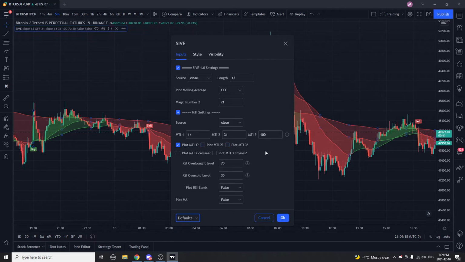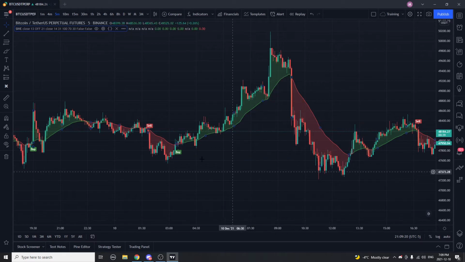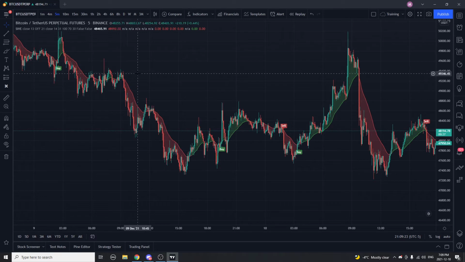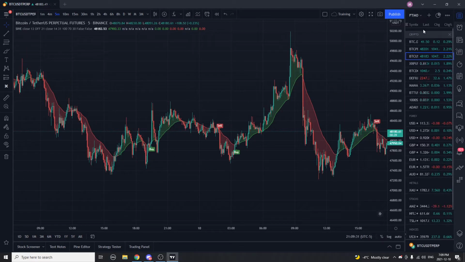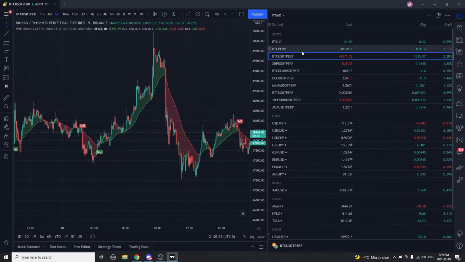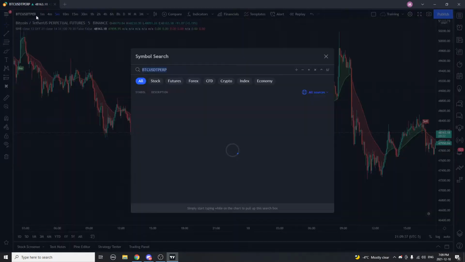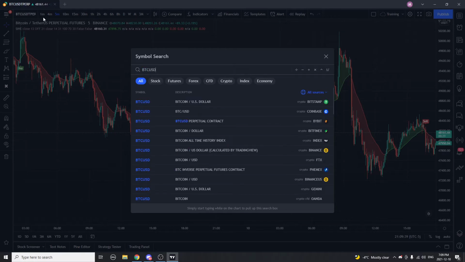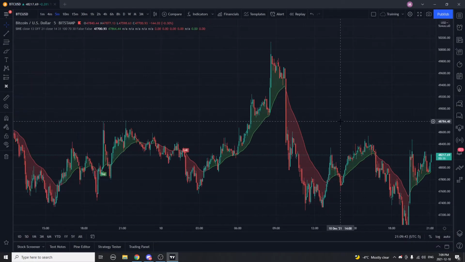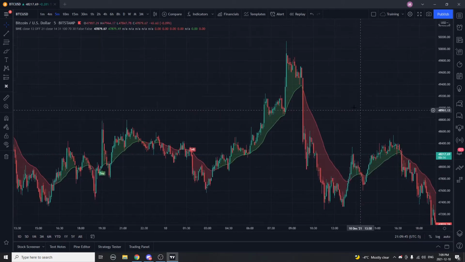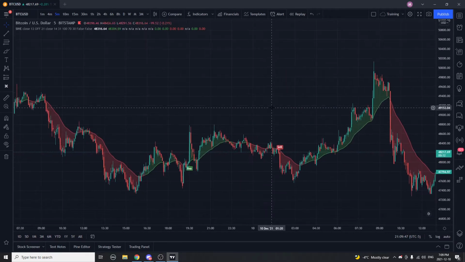Let's reset this to default, and let's break into this. As we see here, we're looking at Bitcoin, Tether US, perpetual futures. That just means that I trade perpetual futures on Binance. But what we can look at is the actual price of Bitcoin, and whichever chart you like using will essentially yield the same results.